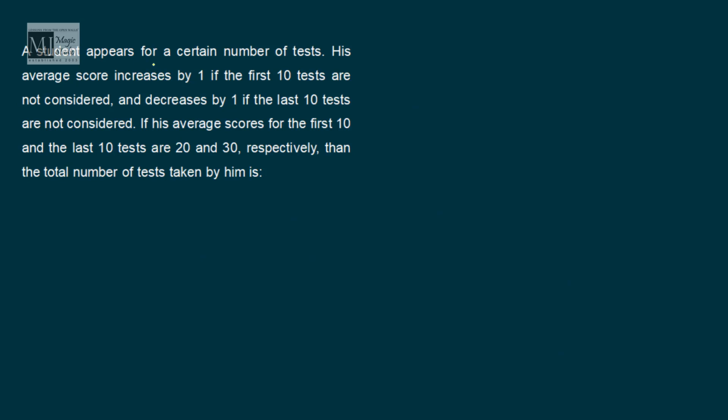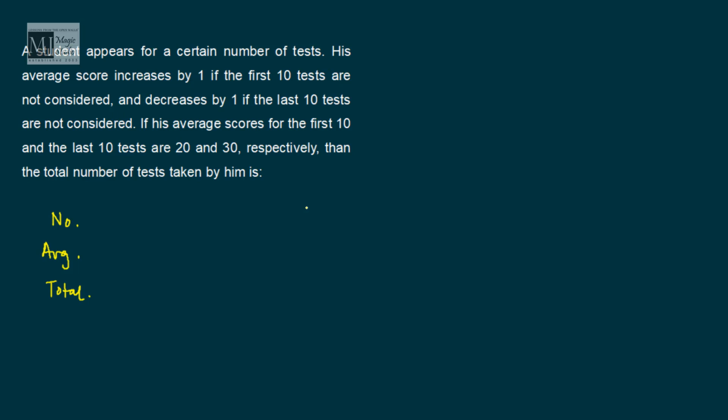A student appears for a certain number of tests. His average score increases by 1 if the first 10 tests are not considered. So let me have a table first. Number of tests, averages in the test, and then we'll calculate total also. His average score increases by 1 if first 10 tests are not considered.